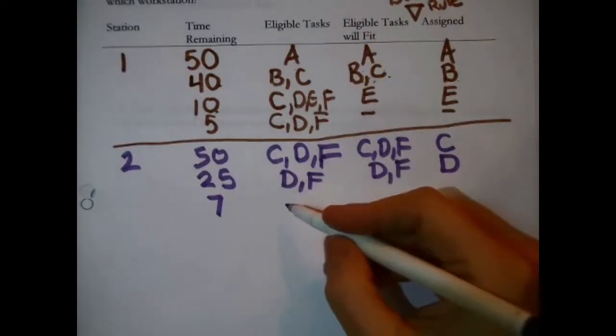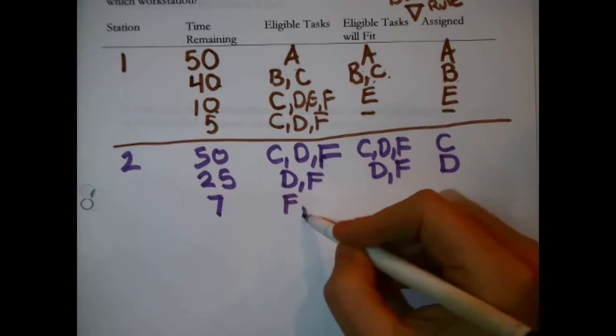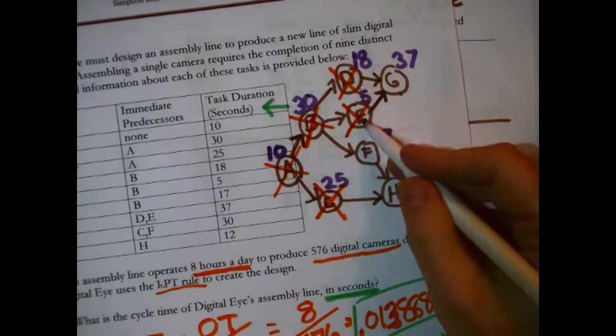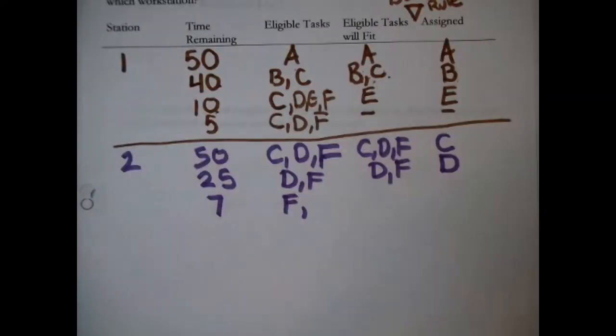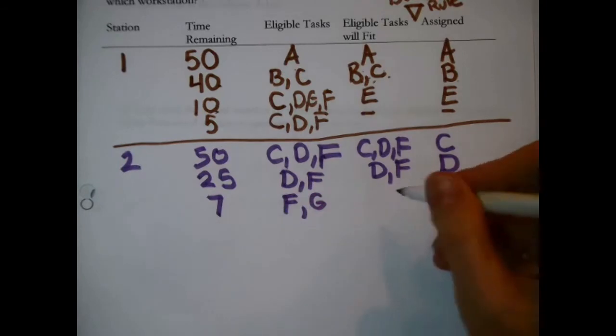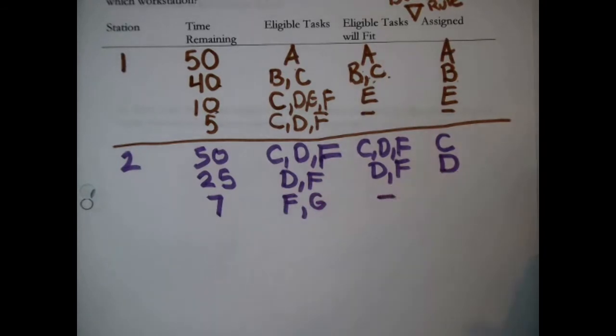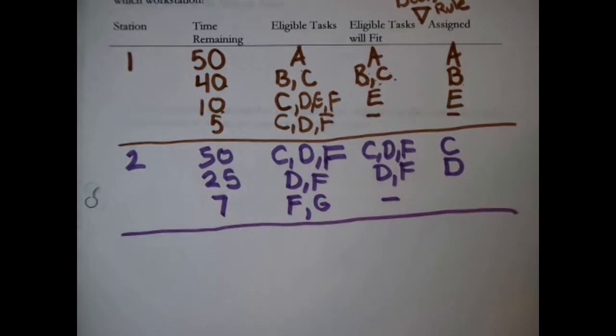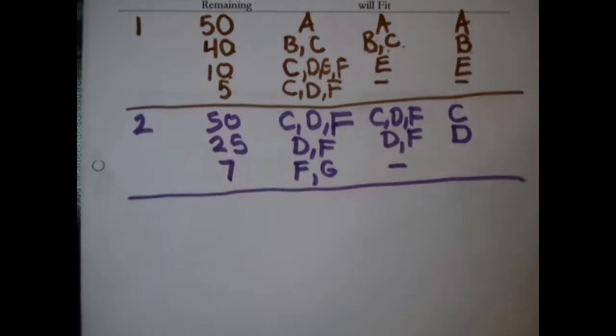Who's eligible in terms of precedence relationships? Well, F is eligible. Actually, G is eligible now. See how D and E are now done? You can start adding G to the eligible list. But none of this is going to fit because we only have 7 seconds left. We pulled a blank there. It's time to close this workstation and open a new one.